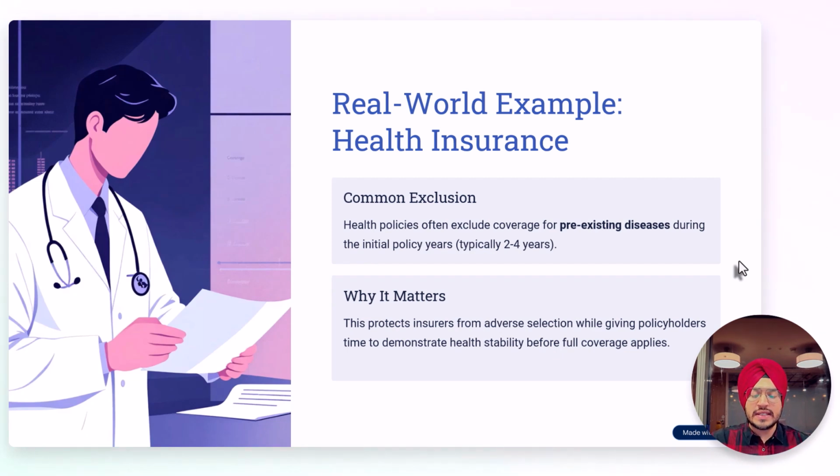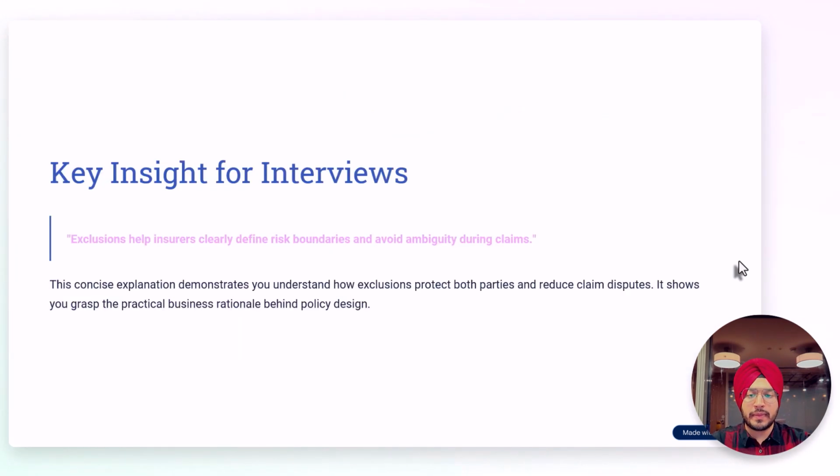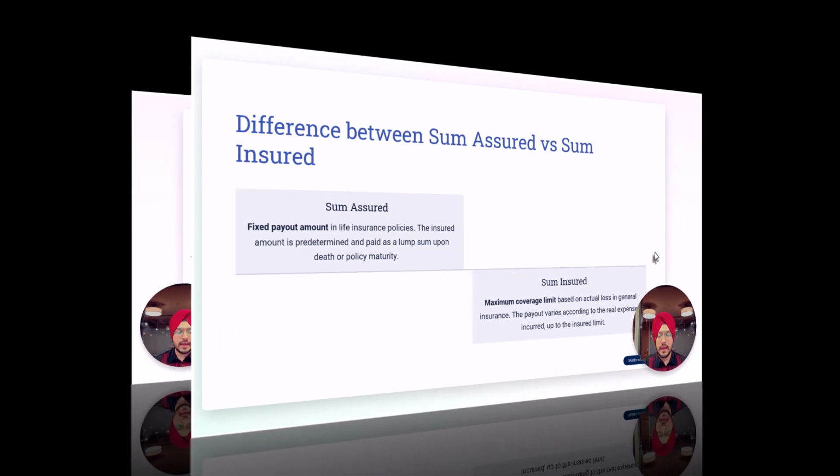And why it is important is basically this: it protects insurers from adverse selection while giving policyholders time to demonstrate health stability before full coverage applies. So exclusions help insurers clearly define risk boundaries and avoid ambiguity during claims.